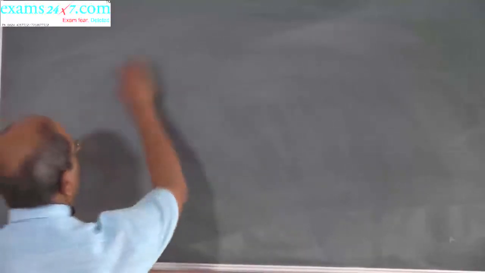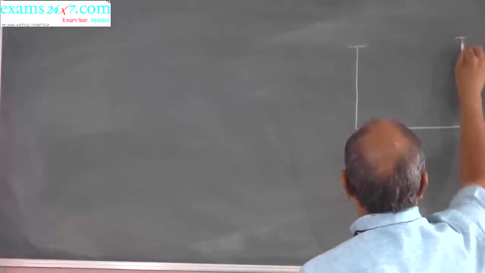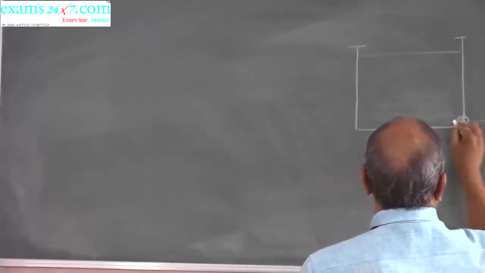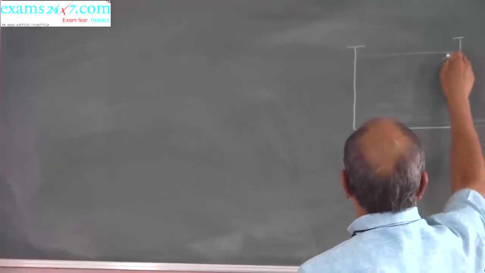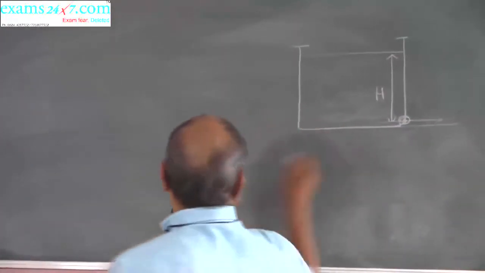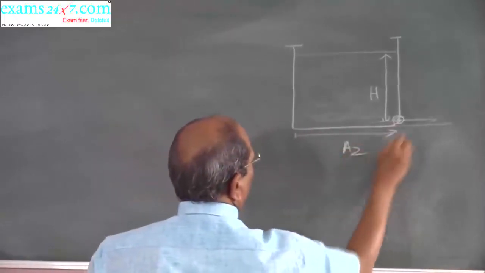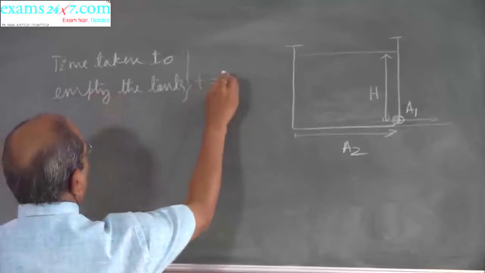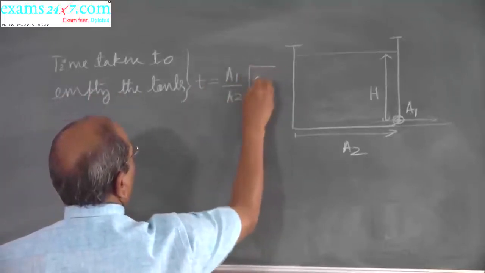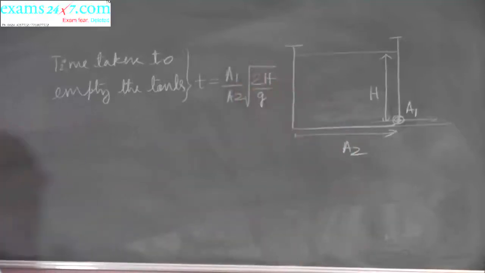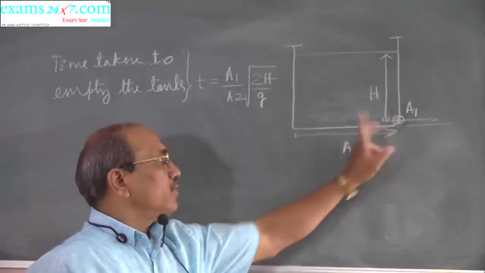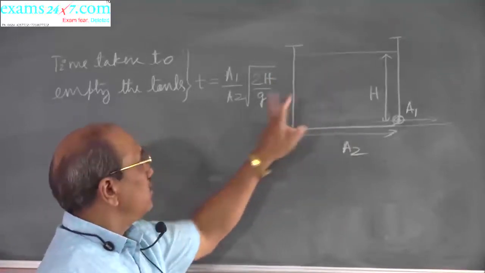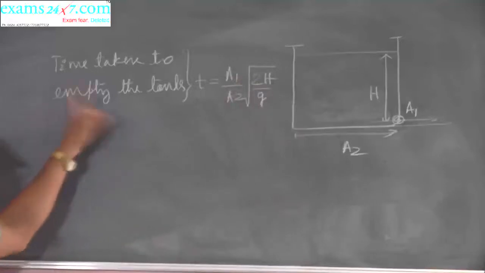So lastly, it is about the time taken to empty the tank. Suppose at the base you have the orifice that is used to empty the tank, if it is of height h, and base area is A2, orifice area is A1, then the time taken to empty the tank T is equal to A2 by A1 into root of 2H upon g. I already told, A1 is the area of the orifice, A2 is the base area of the tank, H is the height of the liquid column in the tank, g is acceleration due to gravity. That gives you the time taken to empty the tank.